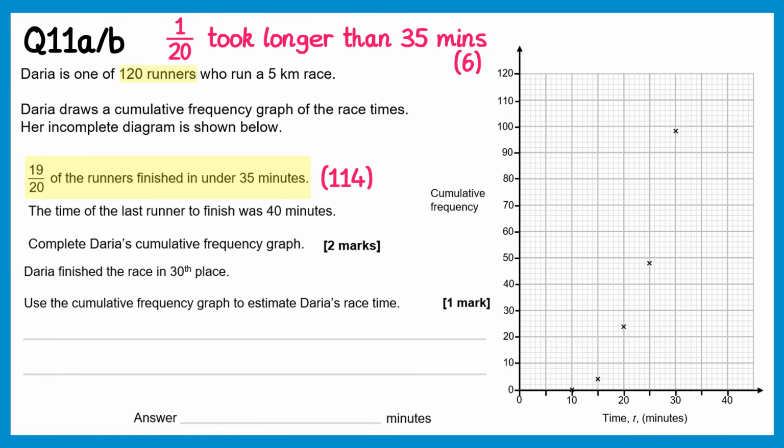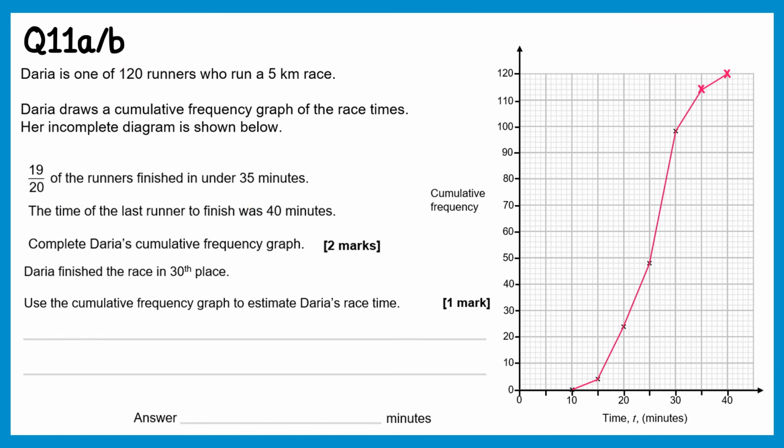This means we can plot the first point on the diagram at 35 minutes at 114 runners. Now we're also told the time of the last runner was 40 minutes, so the final point must be at 40, and then the highest cumulative frequency for the final runner, 120. To complete the diagram, you just need to join up these points. You have 2 options here. You could use a smooth curve, or you could join them up with straight lines. Both will get you the marks in the exam. I usually recommend using straight lines since I think it's easier to do.